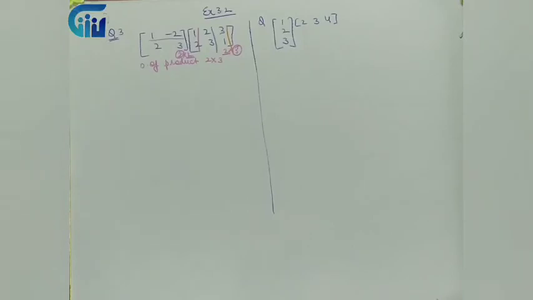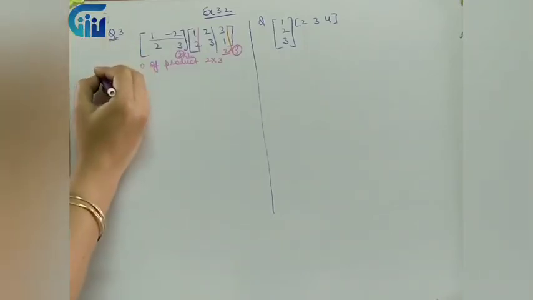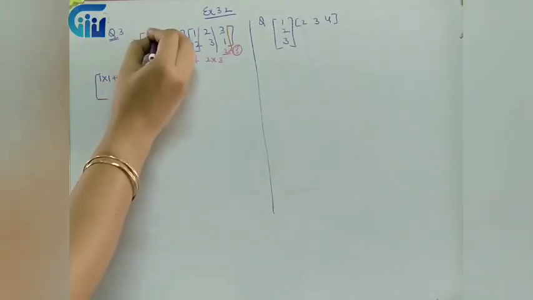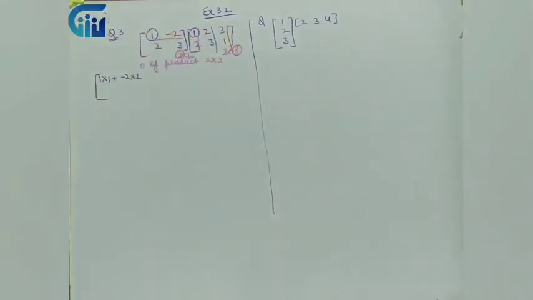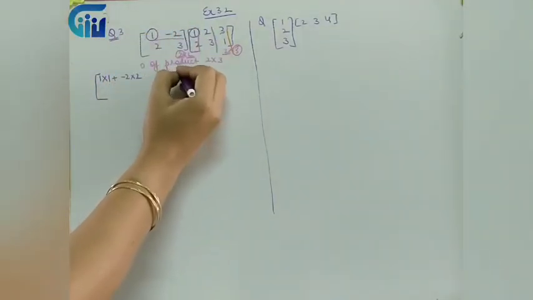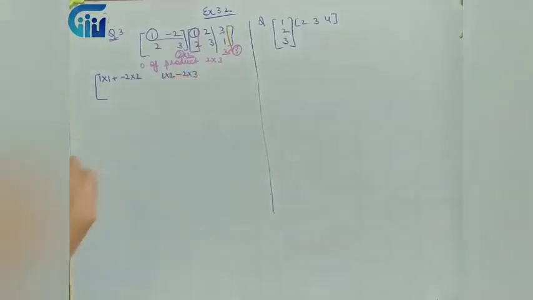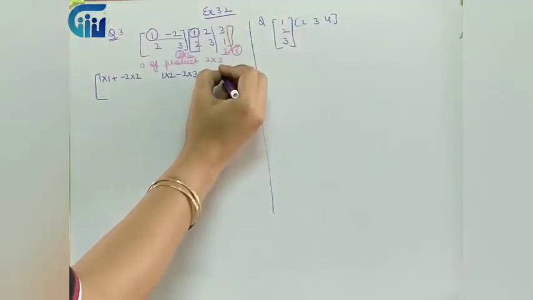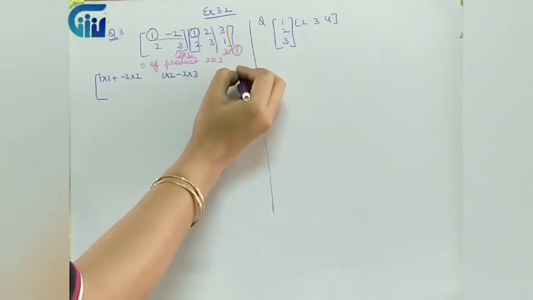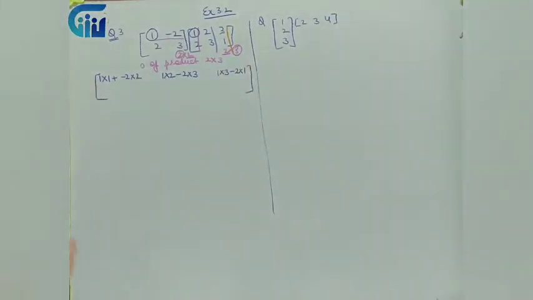Now how do we multiply? So let's start. First of all, I'll write 1 with 1, 1 into 1 plus minus 2 with 2. First element with first element, second element with second element. So at first place. Then the first element with the first element of the second column, then the second element with the second element of the second column. Right? Then similarly the first element of the first row and the first element of the third column, then the second element into the second element. Right? Now let's move on to the next row, which is 2 and 3.